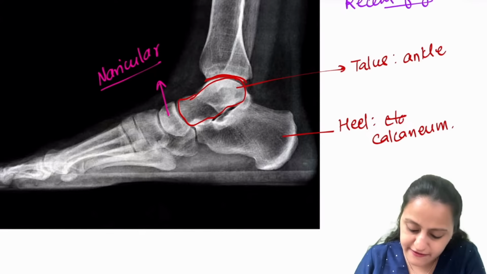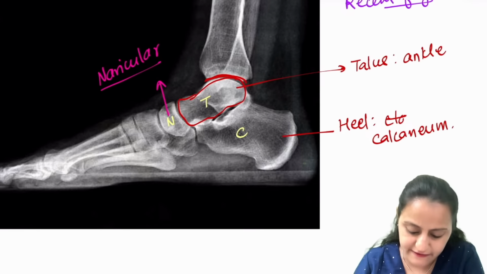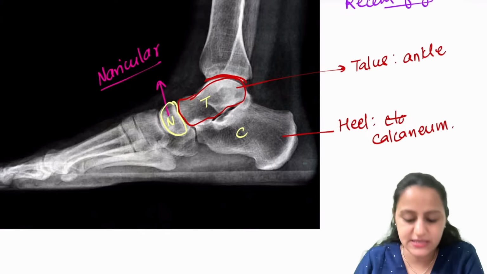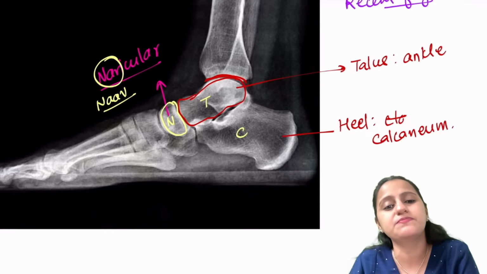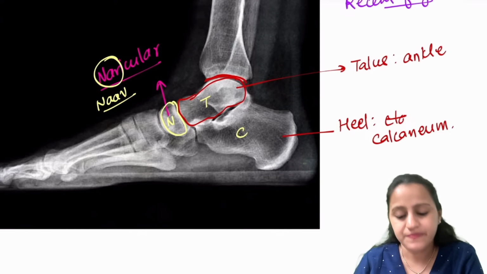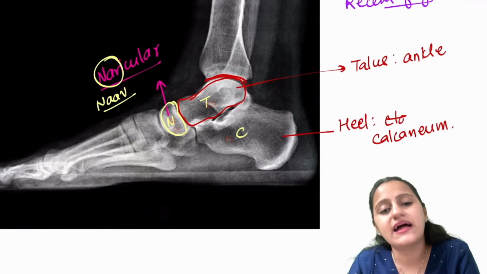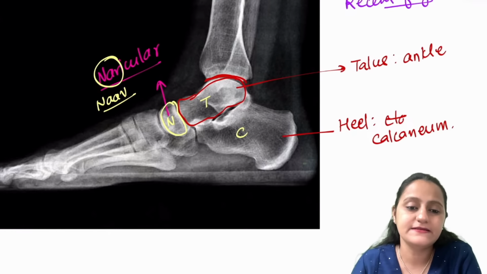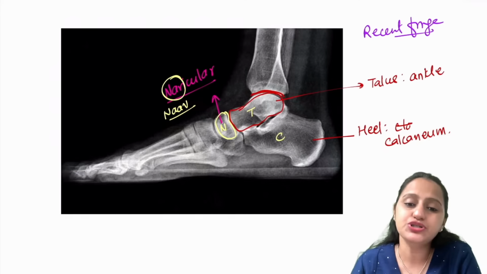So you have talus, calcaneum, and in front of the talus, you have this. Now, boat shaped is navicular. Remember, boat shape is the navicular. So that is how you identify talus, navicular, and calcaneum. Okay, in the lateral view, at least these are the most important bones that you should know here.